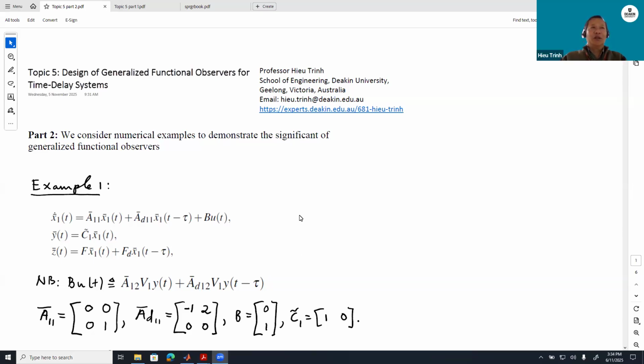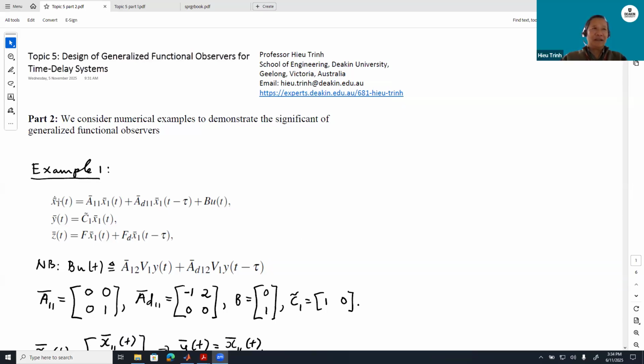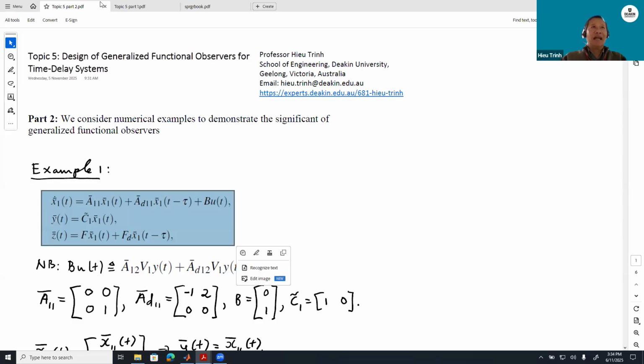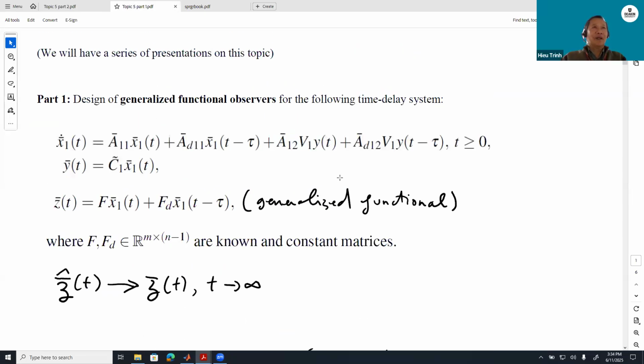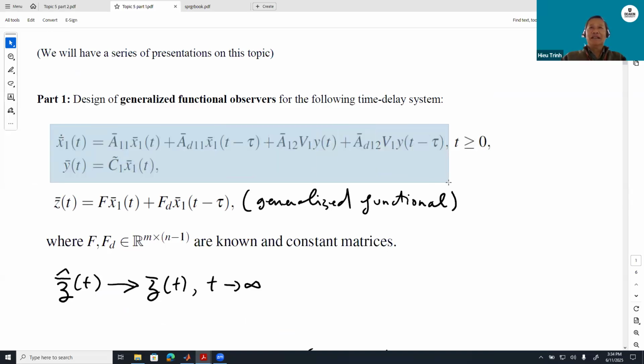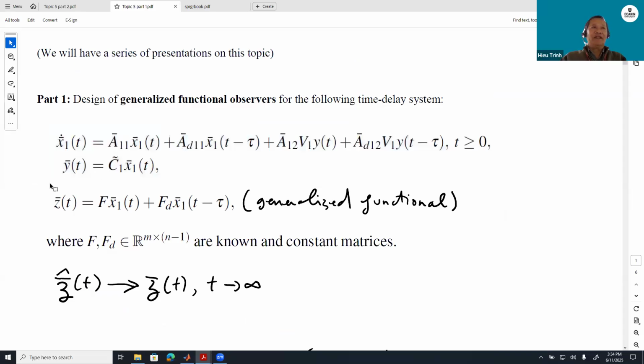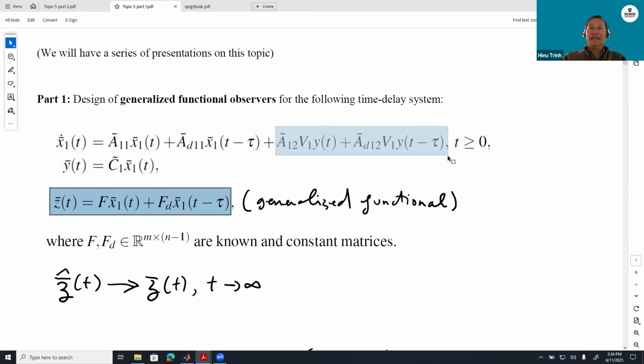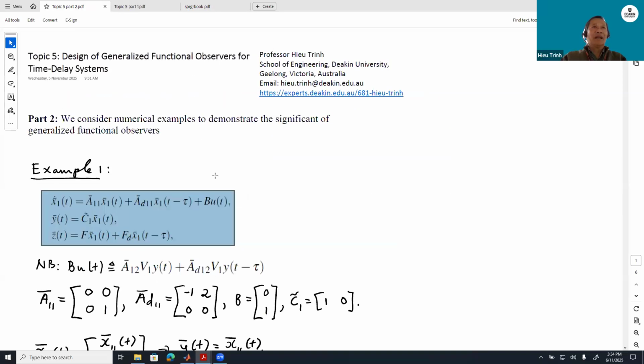We would like to look at example 1 first, where we have this time delay system, which was obtained from topic 1. When we did the decomposition, we obtained this reduced order time delay system, and we have this generalized functional. What we do here is replace the output measurements y(t) and y(t - tau) by this symbolic expression.